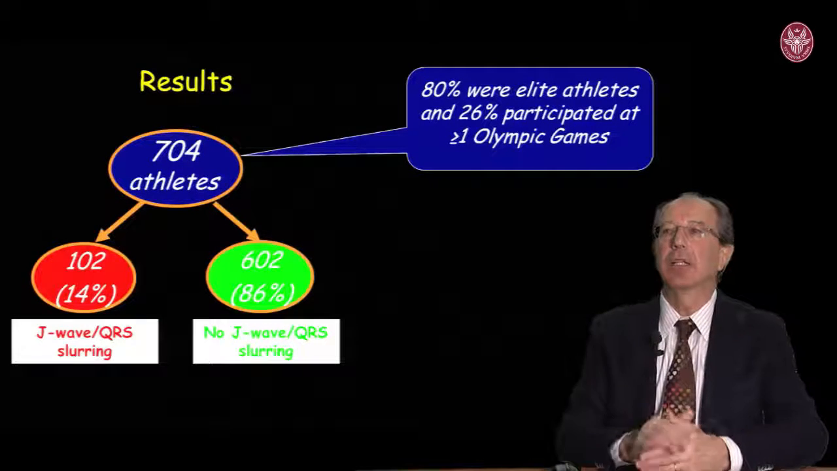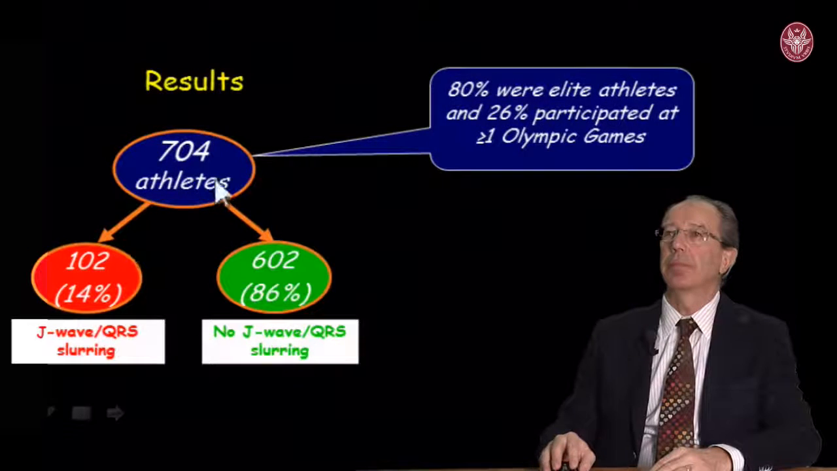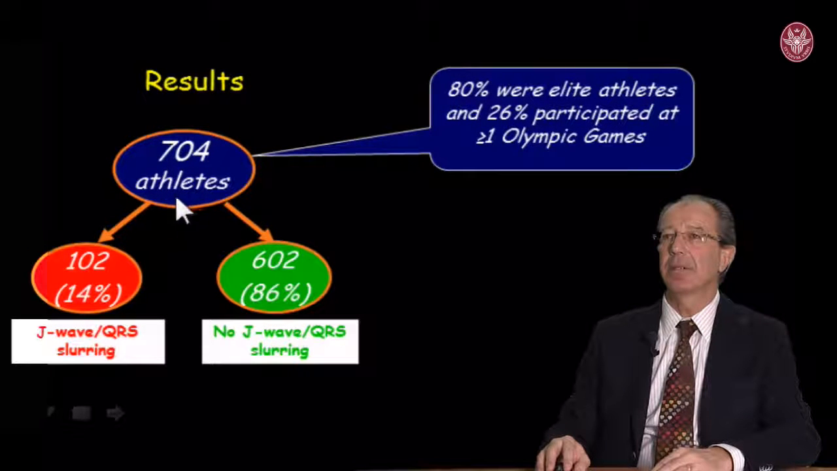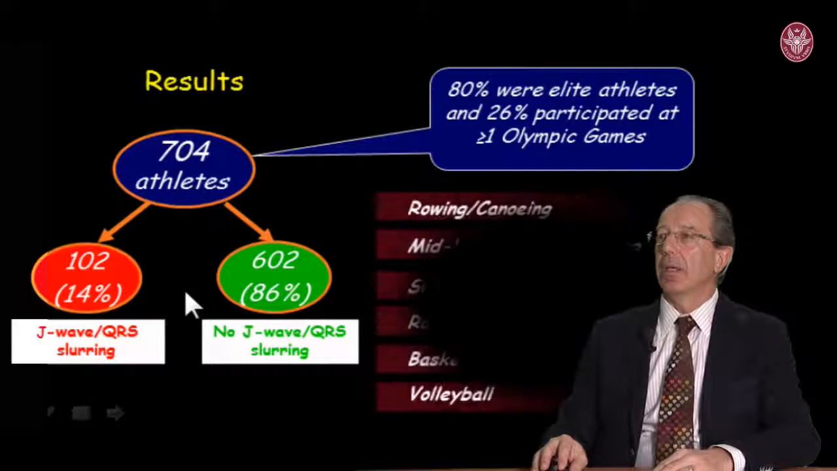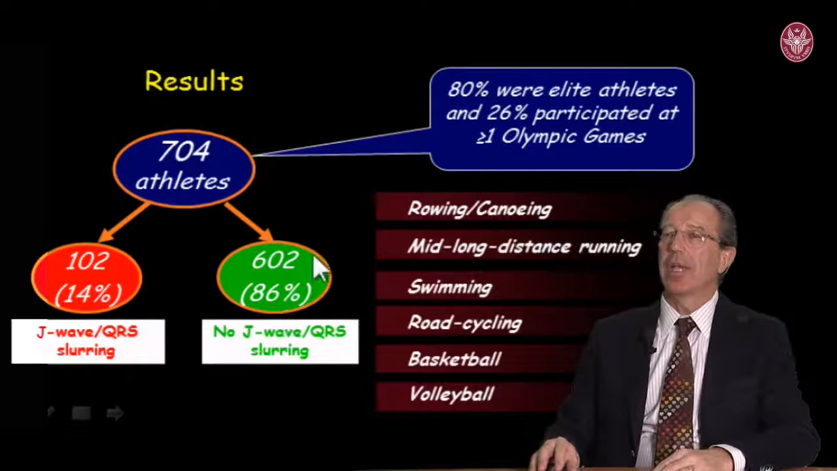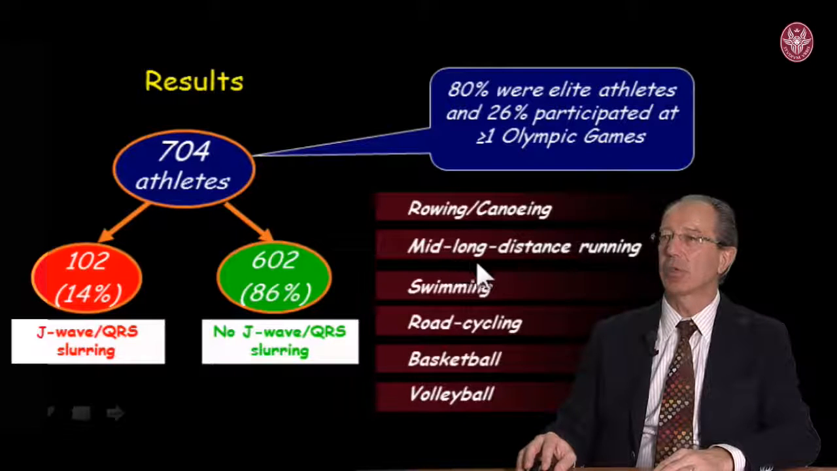And let's go directly to the results. Of the 700 athletes, 102, which is 14%, showed J-wave and/or quiescent learning. The vast majority, 86%, did not have this kind of pattern. The majority of the athletes showing J-wave or quiescent learning were engaged in rowing, canoeing, mid and long distance running, swimming, so mostly the endurance athletes.